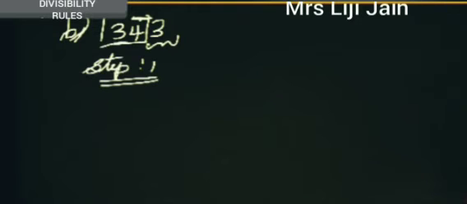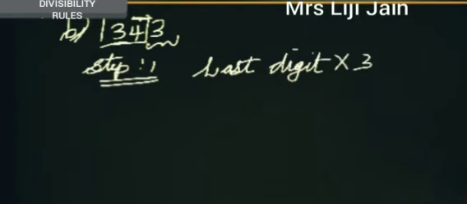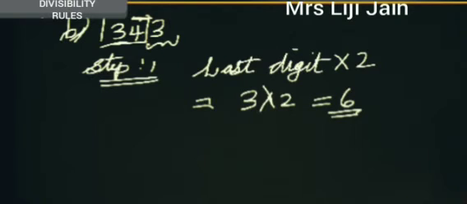So in step 1, find out last digit into 2. Last digit is 3 here, that means 3 into 2, 3 twos are 6. Okay, so in step 1, we got the last digit into 2 as 6.